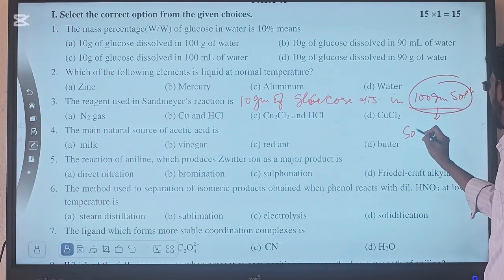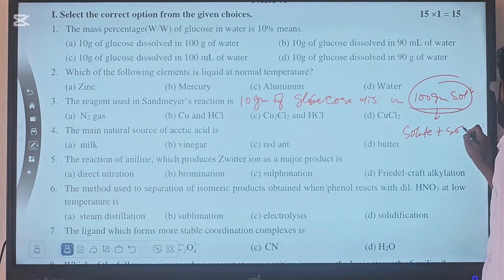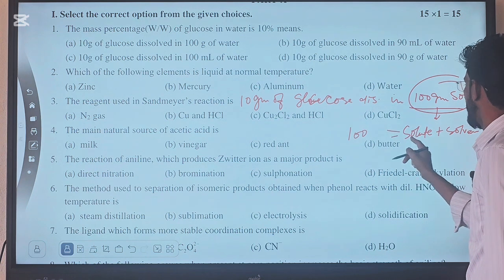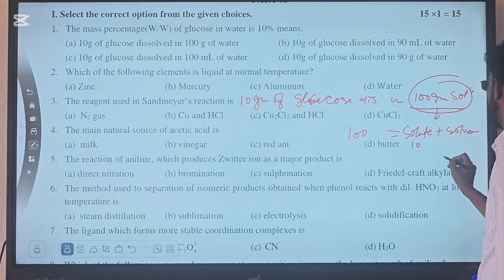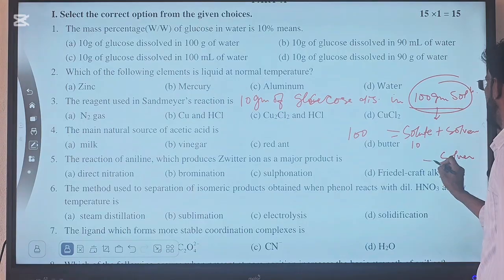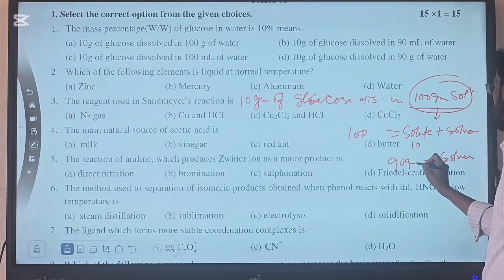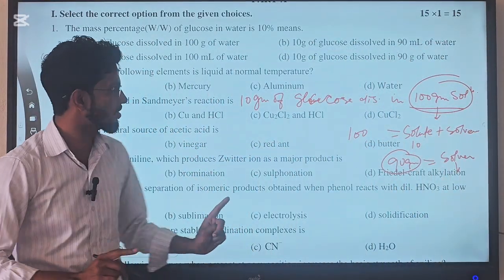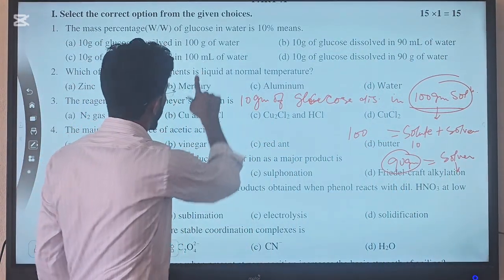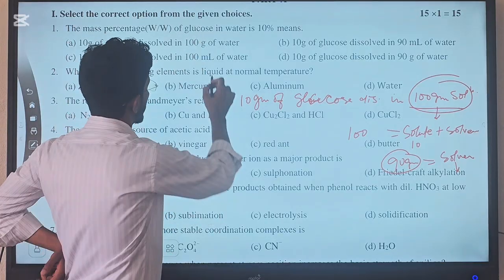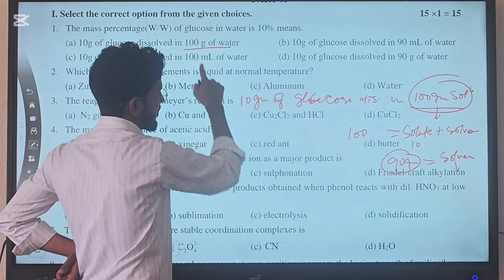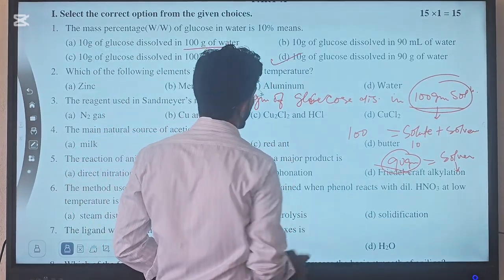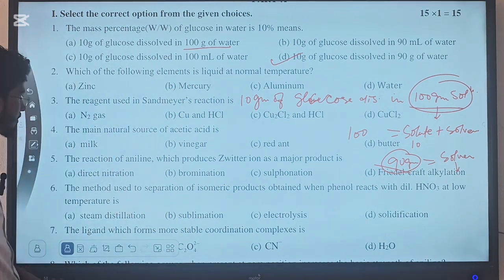Solution is solute plus solvent. Solution is given as 100 gram and solute is 10 gram. What is the mass of solvent? Solvent is equal to 100 minus 10, that is 90 gram. Solvent is water, so 10 gram of glucose is dissolved in 90 gram of water. This is not 100 gram of water, it is 100 gram of solution, which means 90 gram of water. The answer will be D. Okay. The answer of question number 1 is D.